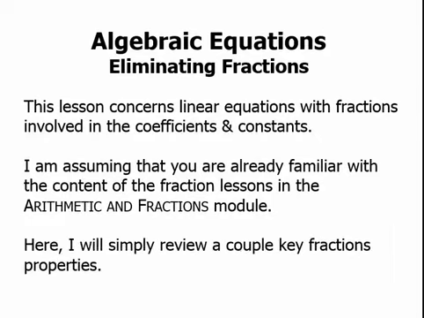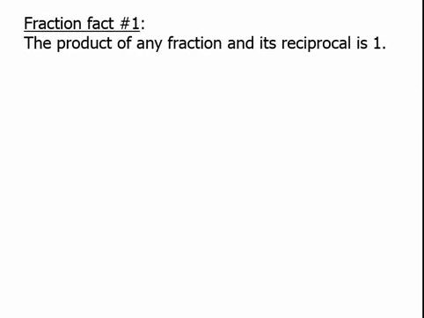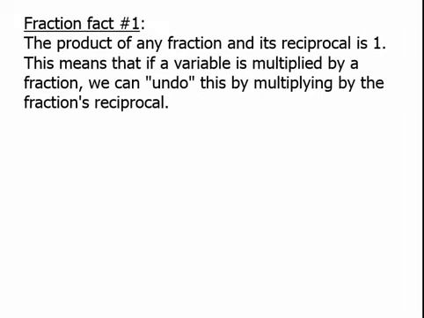Here, I'm just going to do a brief review of a couple key facts. So fact number 1, the product of any fraction and its reciprocal is 1. This means that if a variable is multiplied by a fraction, we can undo this by multiplying by the fraction's reciprocal. So that's really important. If we want to isolate x, and x is times a fraction, all we have to do is multiply by the reciprocal.